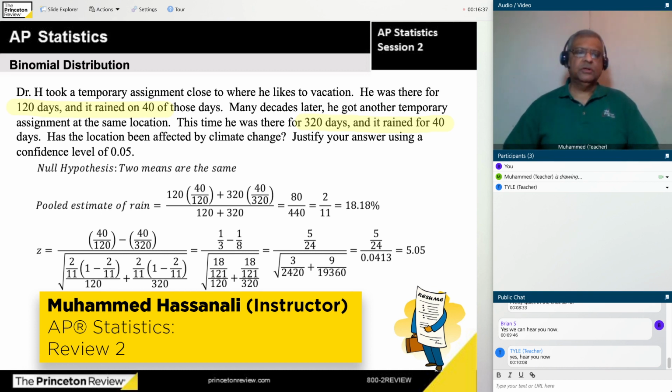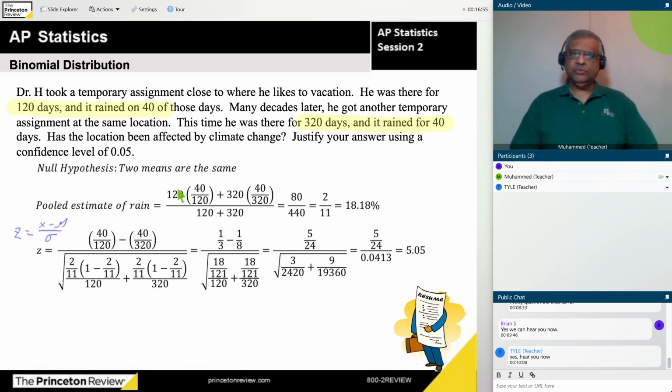Z-score is x minus mu over sigma, and that's basically what we're doing here. So this is the difference in the means, so that's essentially my x. The mu is 0 because we're assuming that the two means are the same. We're looking at the difference in the means, and this is the calculation for standard deviation using the pooled estimate.